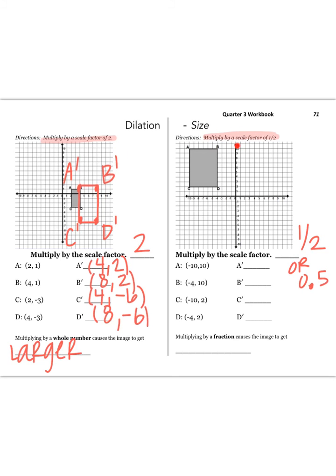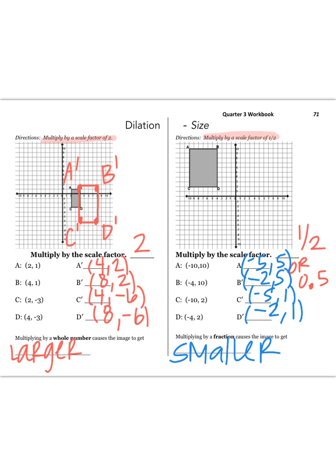So over here we're multiplying by a scale factor of 1/2. You could also change that to a decimal and just multiply by 0.5. So half of negative 10 would be negative 5. Half of negative 4 is negative 2. Negative 5, 1. And negative 2, 1. So multiplying by a fraction is going to cause that image to get smaller. Okay, so check and make sure that your graph matches up.